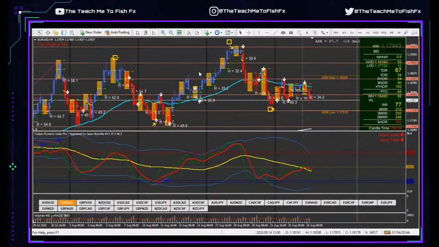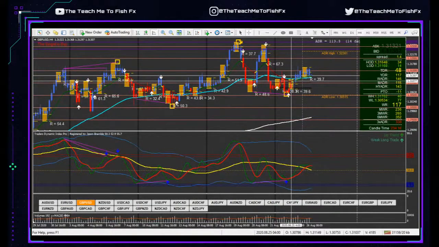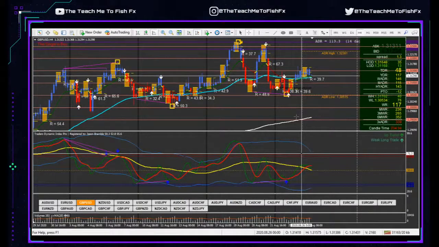All right, so that is your USD. Let's take a look at GBPUSD. We had a signal back here on Monday with a directional arrow and a color changing candle, right here, but that is not our signal to get in. Why? Because if we come down here, the green is above the red, but it's below the yellow. So we want the green to be above the red and the yellow.